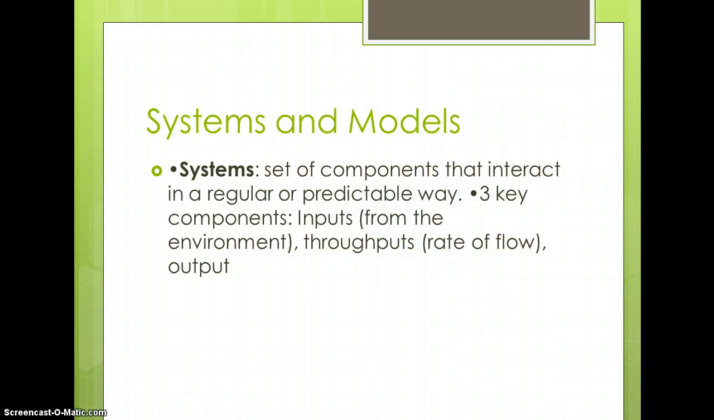There are three main components: inputs, throughputs, and then the output. You can think of a car as a system. The input is gasoline, the throughput is the combustion of the gasoline, and the output is the car moving.